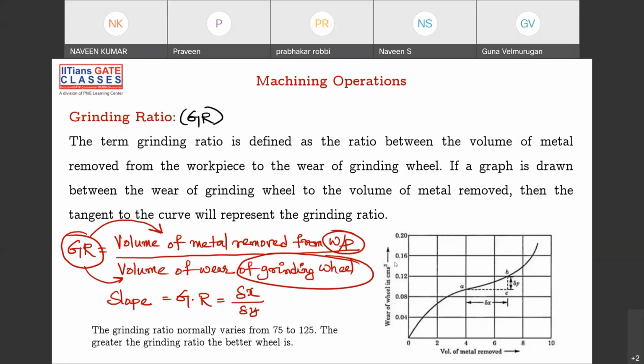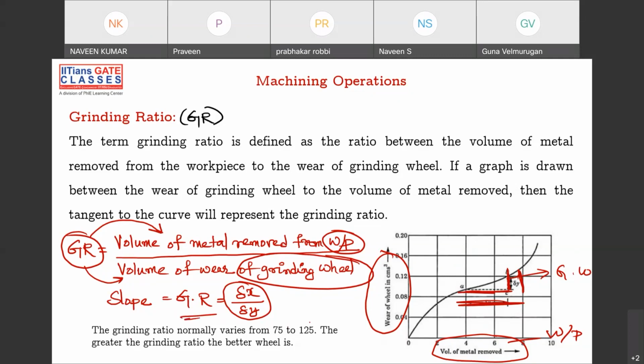If you try to draw the graph between the volume of material removed on the workpiece and the volume of material removed on the grinding wheel, this axis is the grinding wheel and this is the workpiece. Obviously delta x by delta y will give your slope, and that slope is the grinding ratio. It will generally vary from 75 to 125. Hope you are getting this point.